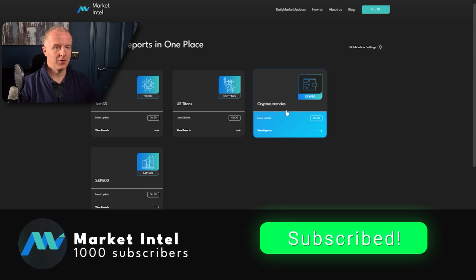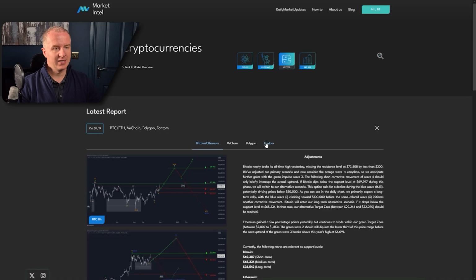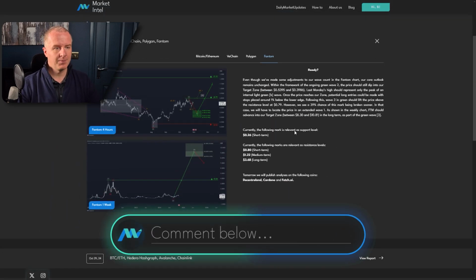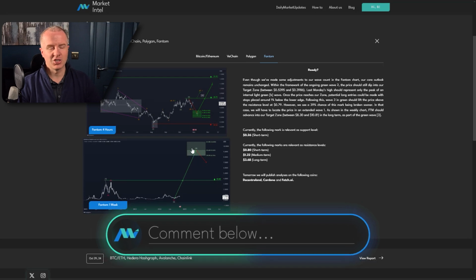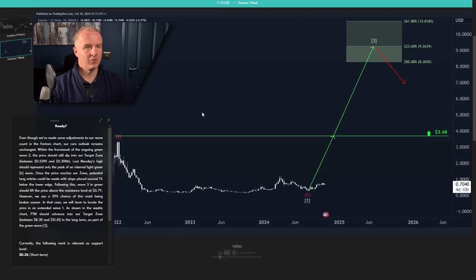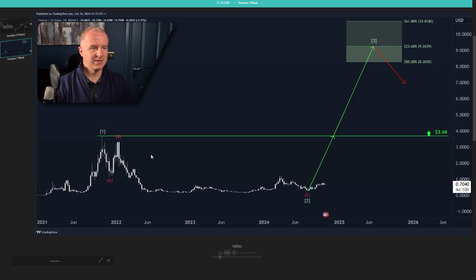We click on the cryptocurrencies section, and here we can select the Fantom charts, the Fantom analysis. There's a written update, and then obviously here the chart update. What we want to take a look at first is the weekly chart, and then we take a look at the 4-hour time frame.